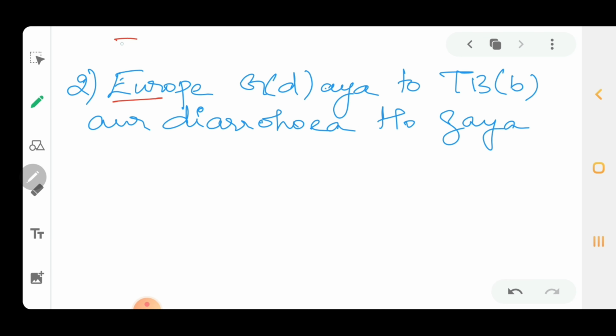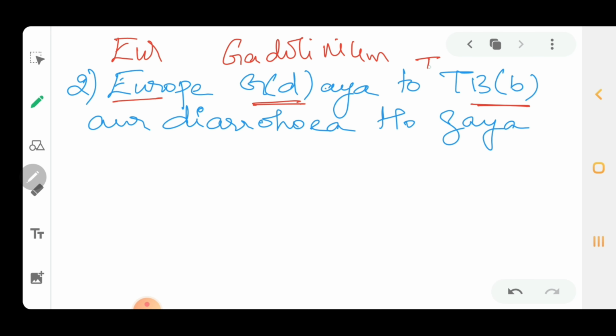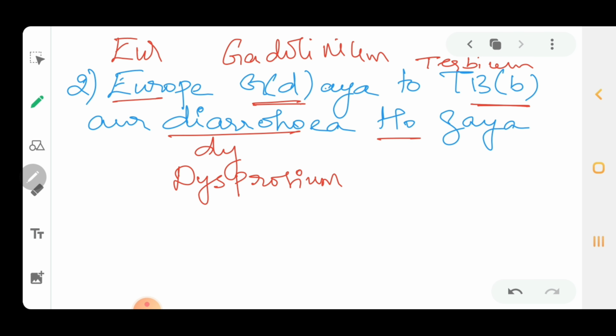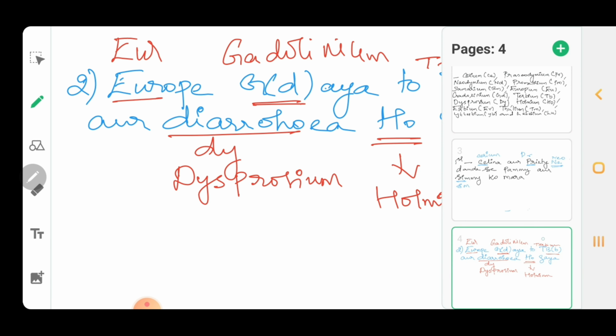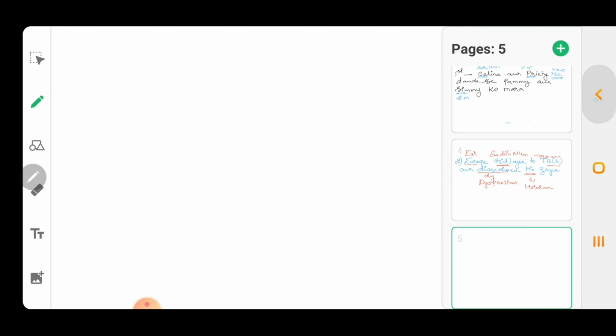Eu stands for europium, and then this Gd stands for gadolinium, and then this Tb stands for terbium, and then this Dy stands for dysprosium, and this Ho stands for holmium. Okay, we will move on to the third part of the mnemonics.